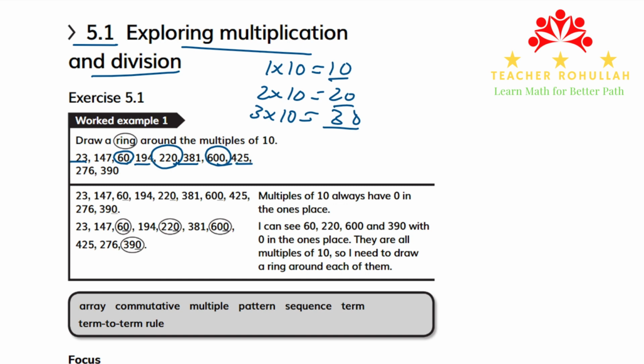425 is also not a multiple of 10. 276 is also not a multiple of 10, but 390 is a multiple of 10 because it has a 0 at the end of it, or it has a 0 in the ones place. The details about this example are given over here. You can have it in the book also. Let me scroll down to move to question 1 of this exercise.